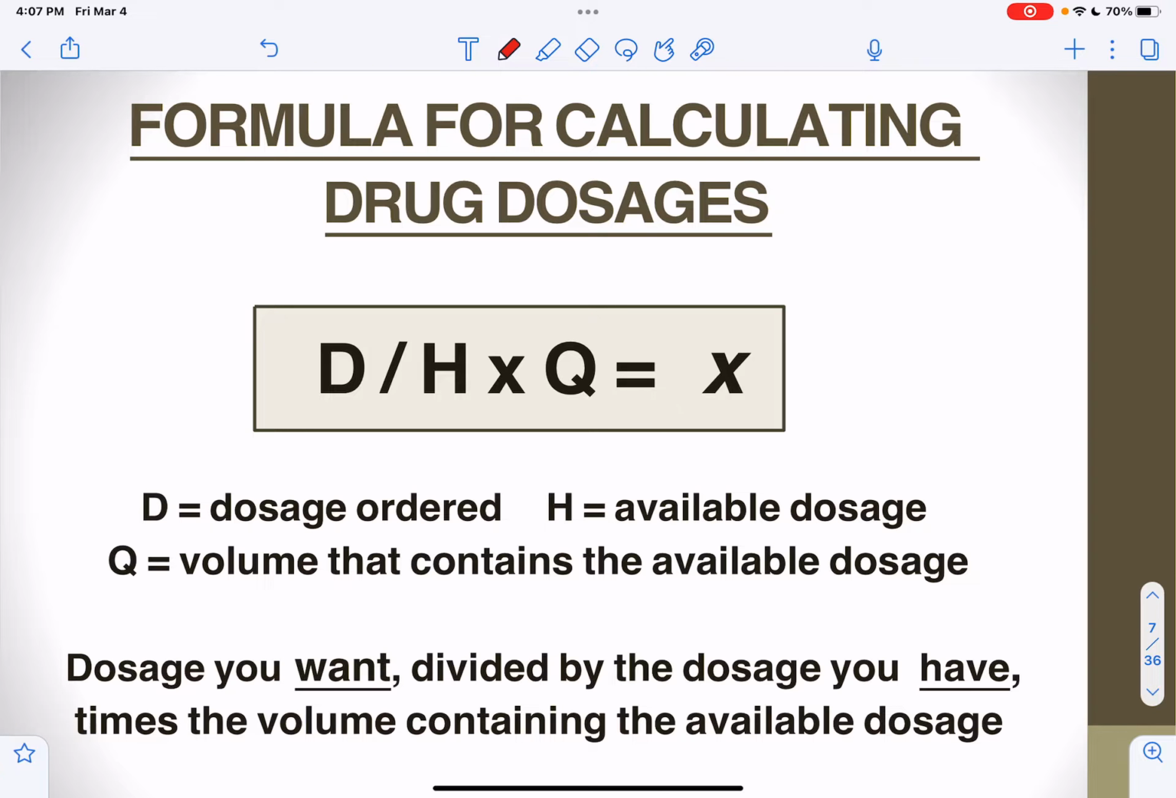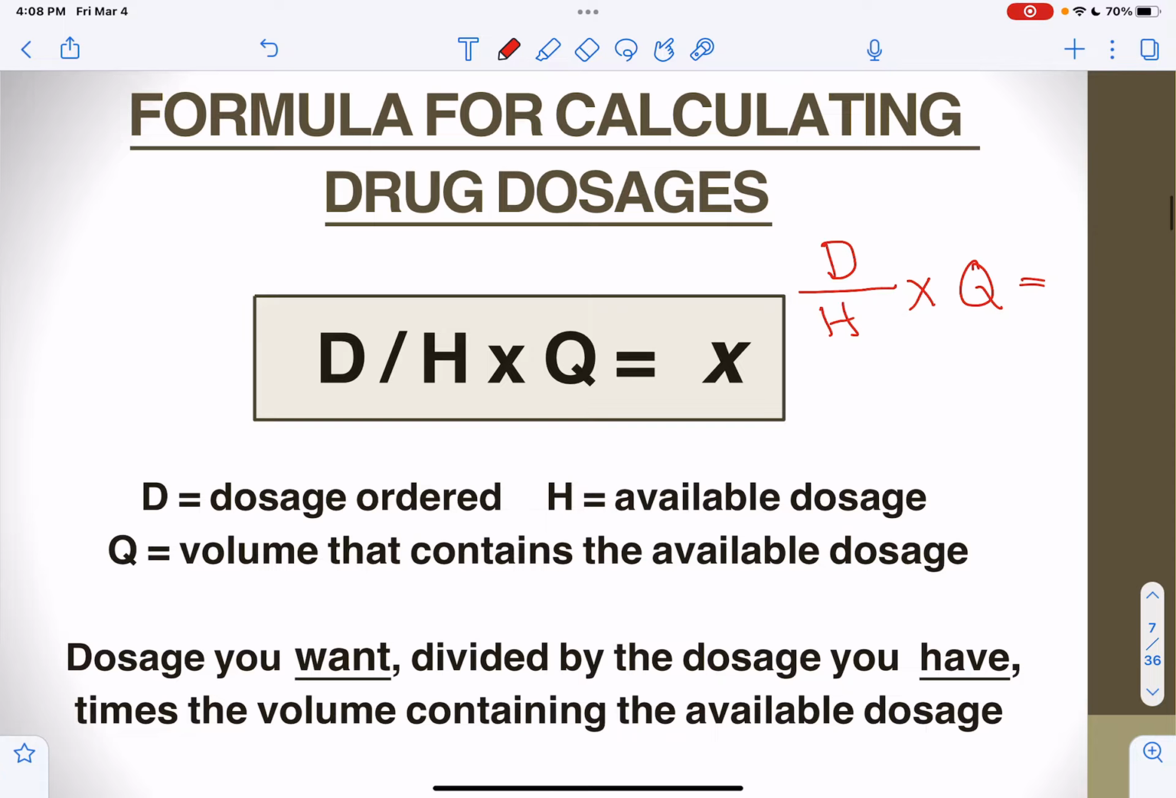All right, so our basic formula for calculating drug dosages. This is one that you're going to want to memorize. It's dose over on hand times the quantity. I usually set it up like this: D over H times Q. And then we'll have our answer.